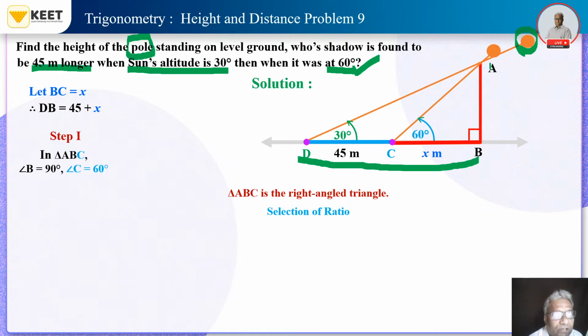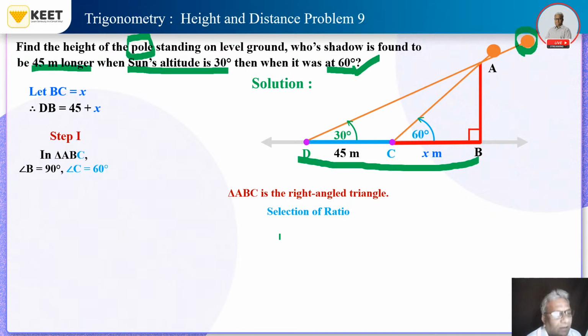Both the related sides, whose values are not given. But if you focus on the other triangle, that is ABD, that triangle also contains this AB side. So AB is common to both the right angle triangles. Therefore we take this AB, which is the opposite side of angle C, and BC, which we have taken as x and have to find out. In the same way, BD can be connected, which is 45 plus x. So in triangle ABC now we will try to select the ratio.